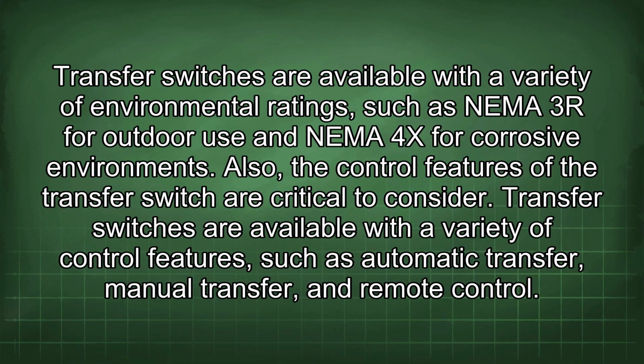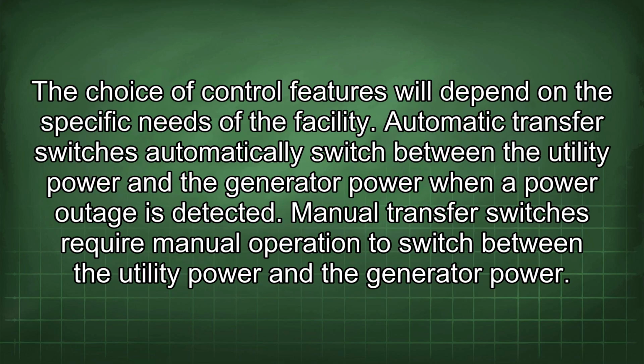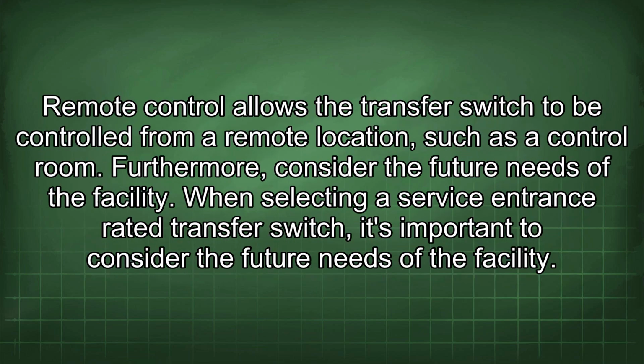Transfer switches are available with a variety of control features such as automatic transfer, manual transfer, and remote control. The choice of control features will depend on the specific needs of the facility. Automatic transfer switches automatically switch between the utility power and the generator power when a power outage is detected. Manual transfer switches require manual operation to switch between the utility power and the generator power. Remote control allows the transfer switch to be controlled from a remote location such as a control room.